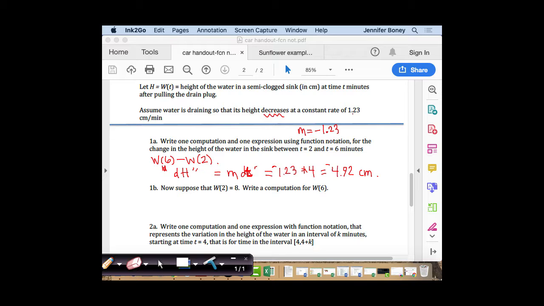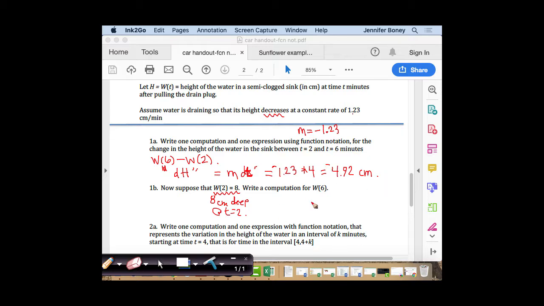Now, all right, suppose that we knew that W of 2 was 8. Before, I asked, do I know W of 6? Do I know W of 2? The answer was no. But if I know that W of 2 is 8, that's the height at the beginning of this previous scenario. There were 8 centimeters of water in the sink at time 2, 8 centimeters deep at t equals 2. If I want to figure out a computation for W of 6, well, I know what happened. That's 4 seconds later, and it's decreasing by 1.23 centimeters per minute.